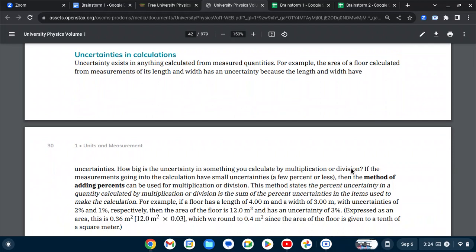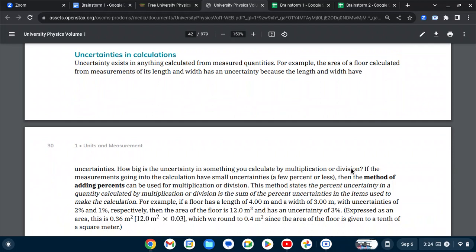Uncertainties in calculations. Uncertainty exists in anything calculated from measured quantities. For example, the area of a floor calculated from measurements of its length and width has an uncertainty because the length and width have uncertainties. How big is the uncertainty in something you calculate by multiplication or division?